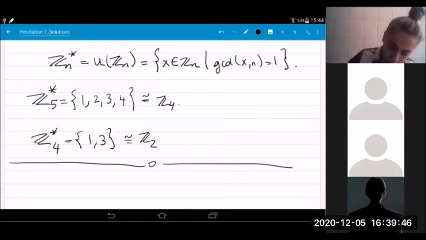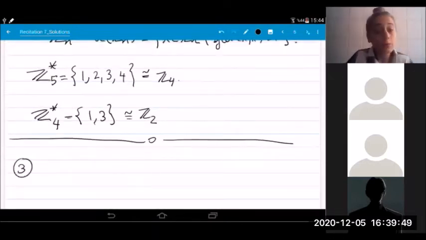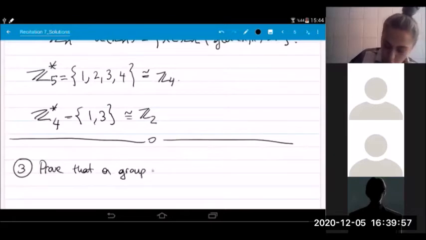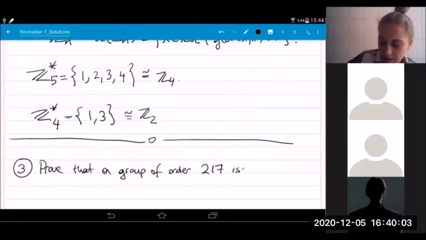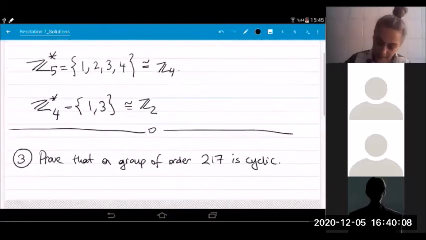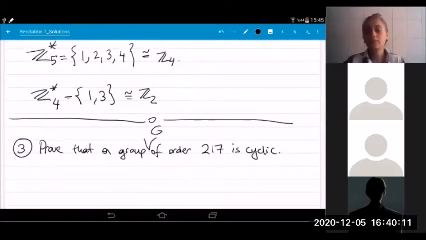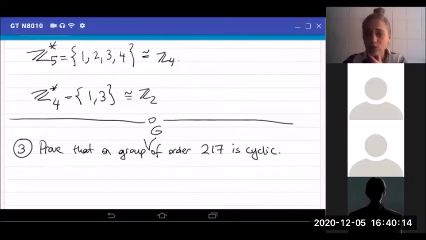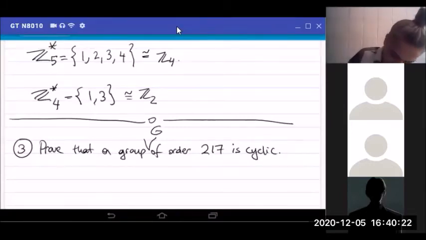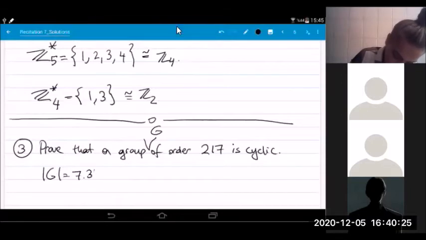Okay, our third question. Prove that a group of order 217 is cyclic. Yes, a group G. How do we decompose this 217? Let me see. 7 times 31. We have 7 times 31.